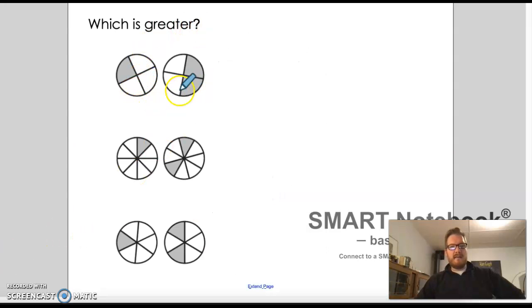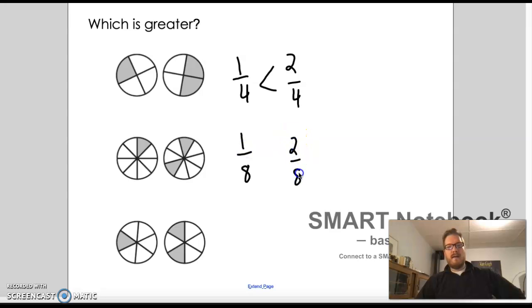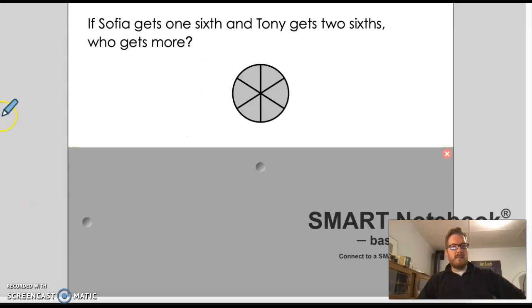So over here, again, slightly different looking drawings or circles. So this one is 1/4, and the other one is 2/4. And 2/4 is always more than 1/4. Here it's 1, 2, 3, 4, 5, 6, 7, 8. So we have 1/8 of something, and then we have 2/8 of something, and 2/8 is bigger. And here we have 1/6 on the left-hand side, and then 2/6, and 2/6 is more. So let's move ourselves on, a little bit more practice.